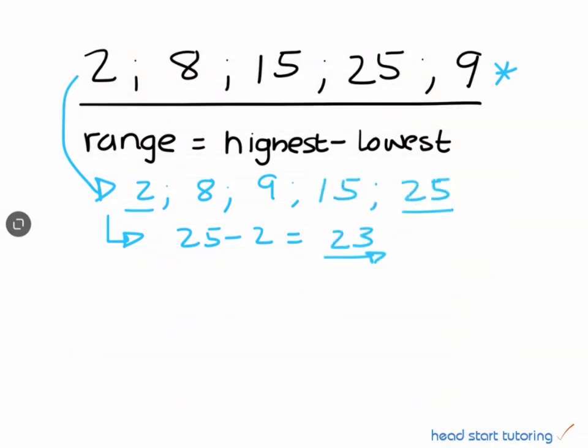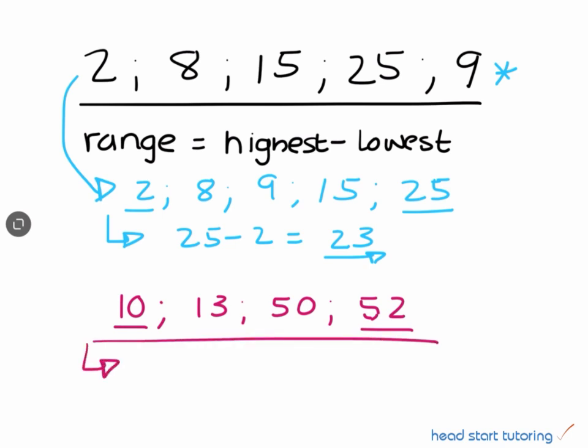If we have a look at another group of numbers, let's say 10, 13, 50, and 52, we can see that these are already arranged in ascending order, so we don't need to arrange them again. So we've got 10 as our lowest number and 52 is our highest number. So the range of this group of numbers would be 52 minus 10, and that gives us an answer of 42.